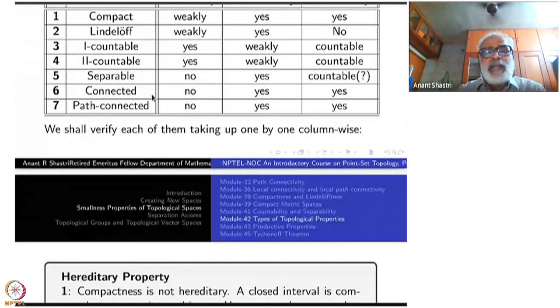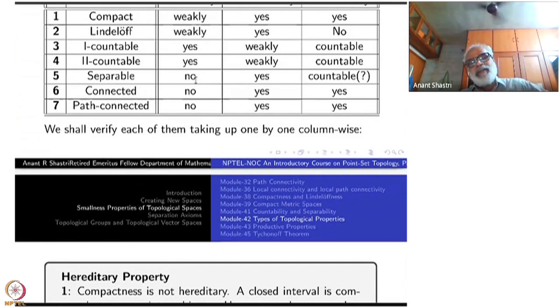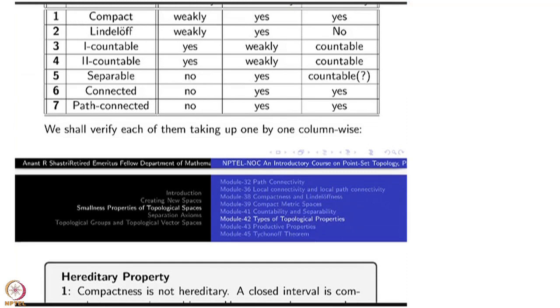Separability, connectivity, path connectivity, they are not hereditary. Connectivity and path connectivity you know already. Okay, you take an interval, remove a point, it's gone. The connectivity is gone, right? So subspaces hardly need to be connected for a connected space and path connected space. But for separability, how do you do that? Why is separability not hereditary?